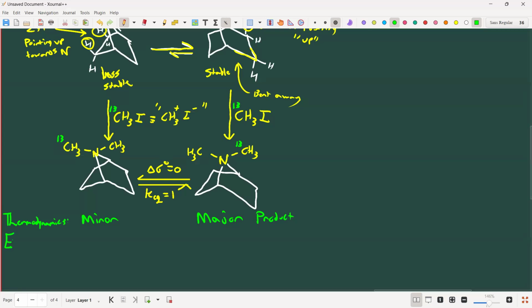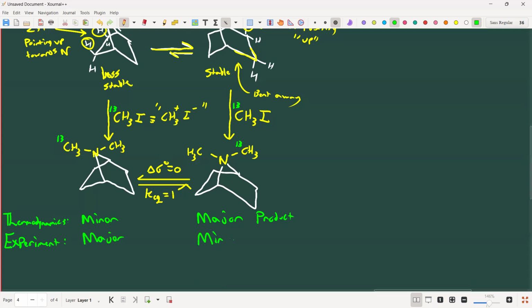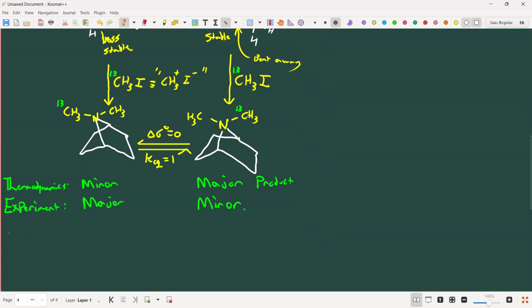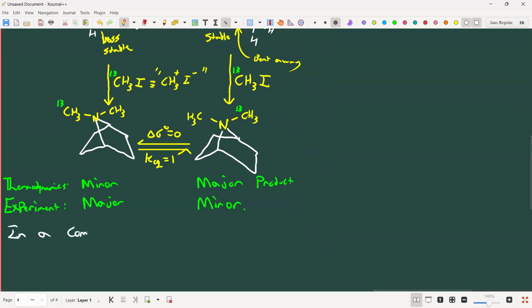What you find in experiment is the opposite. This is the major and this is the minor. Because what actually happens is that the transition states of these two pathways are different. Remember that if you have competition between two things that are equilibrating in a competitive equilibrium, the fastest forming product wins out.